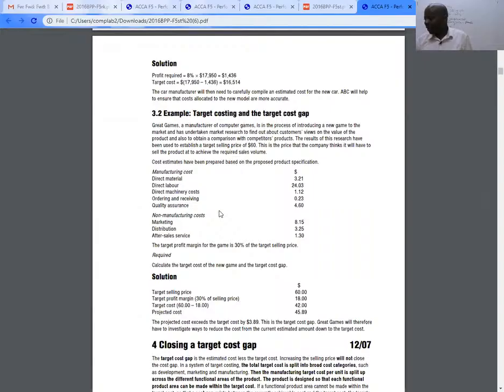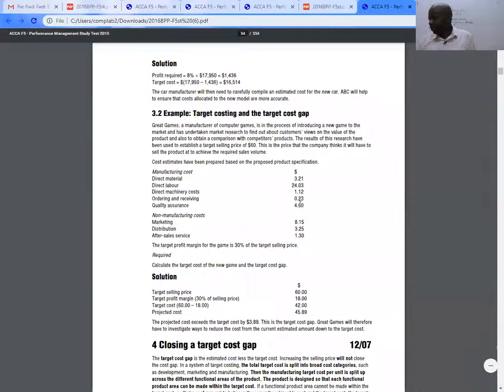Great. So, ladies and gentlemen, I would want us to look at this particular question on target costing. I would want to know whether you are able to see my book. Are you able to see my screen, somebody? Yeah, thank you very much.